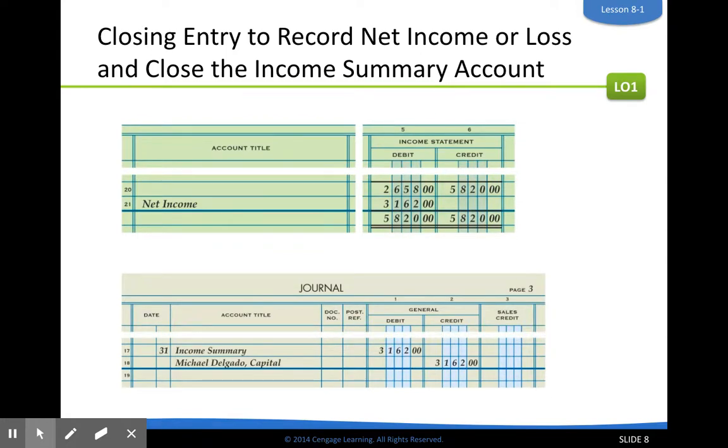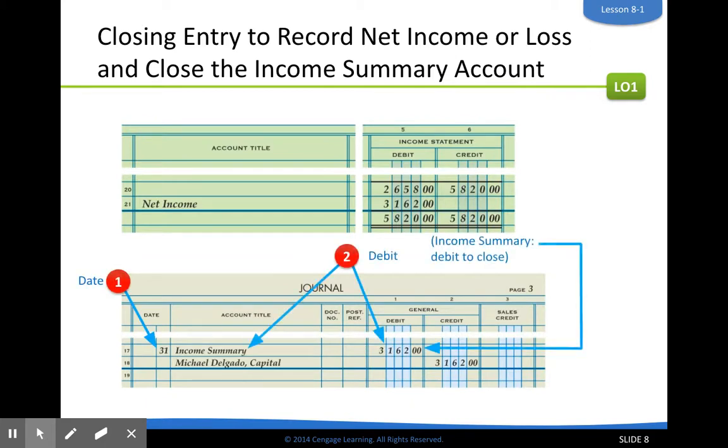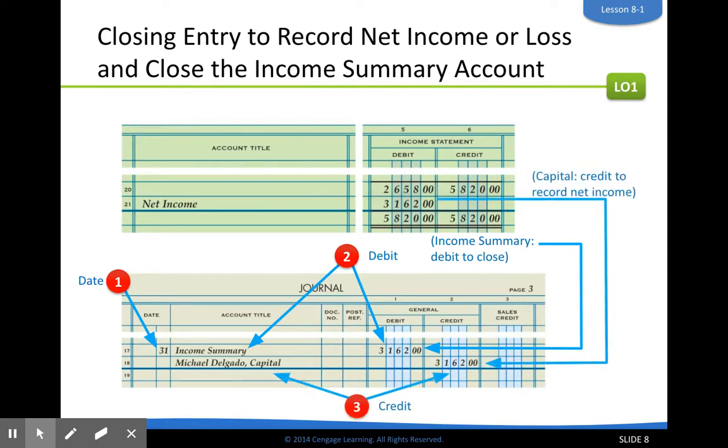And then we always do the opposite to that income summary account. Always the last date of the month, the 31st. We have income summary debit, $3,162. And then we credit our capital account to zero out the net income, to start the next fiscal year fresh. We credit capital because we increase the capital account with a credit. Obviously, net income increases the value of a company.